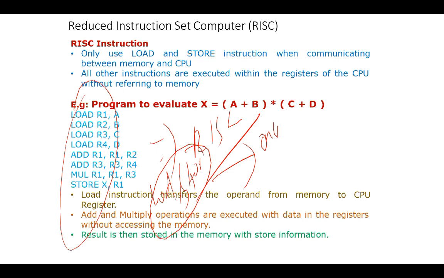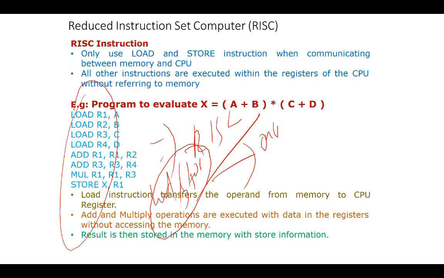Here is the RISC program. First, load the value of a from memory into register R1. Next, load the value of b into register R2. Then load the value of c into register R3. Then load the value of d into register R4. So now R1 equals a, R2 equals b, R3 equals c, and R4 equals d.